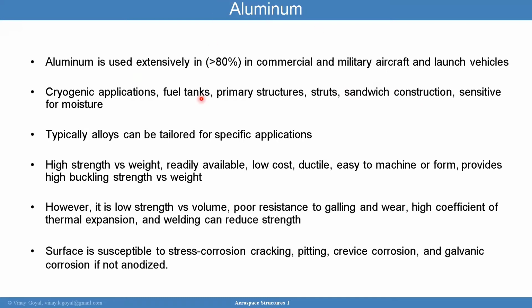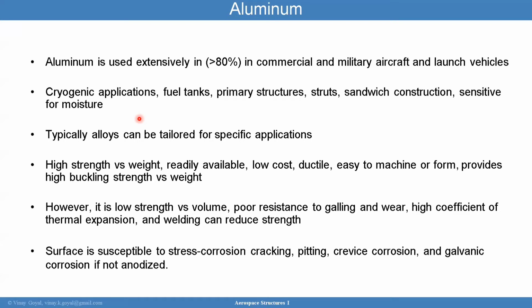And so typically the aluminum alloys can be tailored for specific applications. High strength versus weight needs to be looked at. Aluminum is readily available, so very nice. Low cost, ductile. So that's aluminum, it's nice. It gives you good ductility, and it's easy to machine or form and provides excellent high buckling strength versus weight. However, it is low strength per unit volume. I don't think it's completely low strength. I think it does give you some good performance there, but relative to composites, it is low strength.